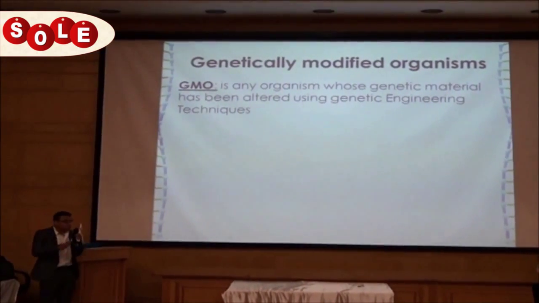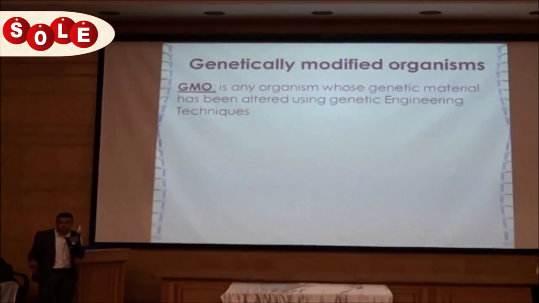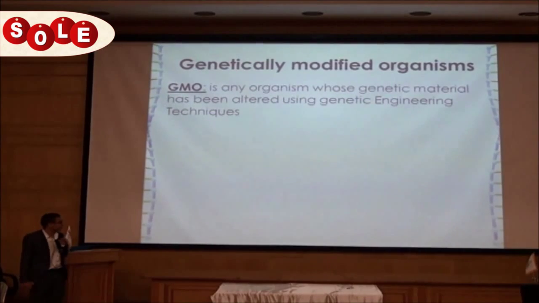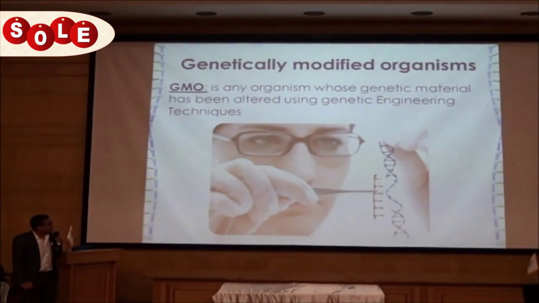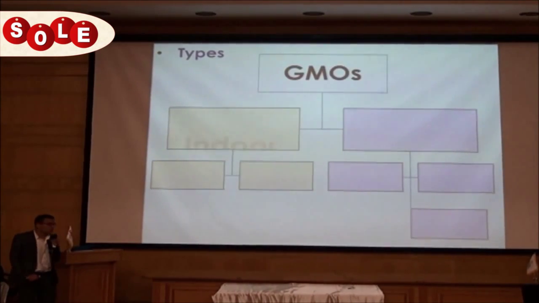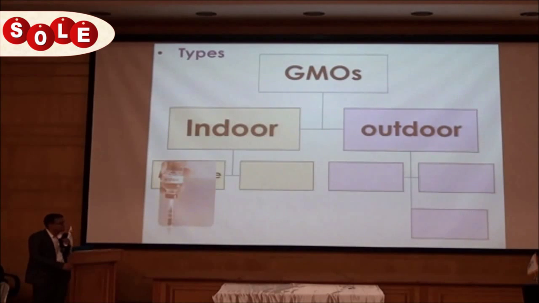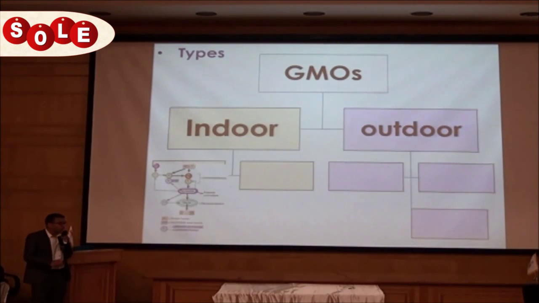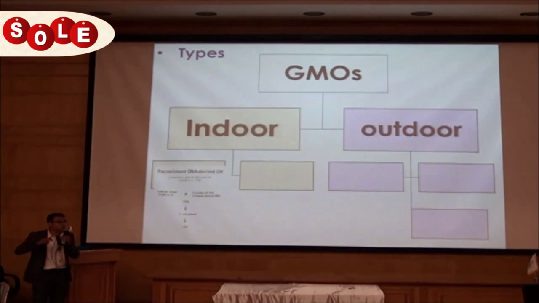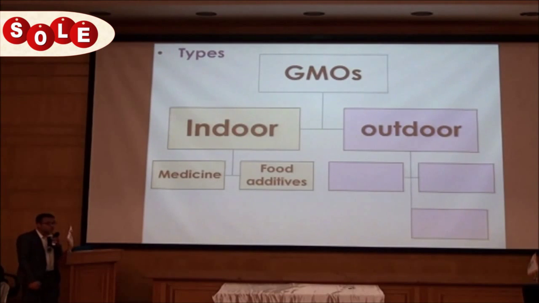Actually, a GMO is any organism whose genetic material has been altered using genetic engineering techniques. They can be categorized into two main types, the indoor or the outdoor. The indoor type is used mainly in medicine, like insulin production, as we have said before, helping the treatment of diabetes. Also in the production of factor VIII and human growth hormone, which help in the treatment of hemophilia and dwarfism. Another type can be used in food additives.